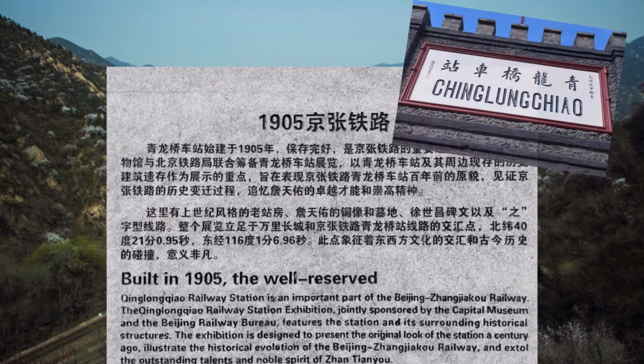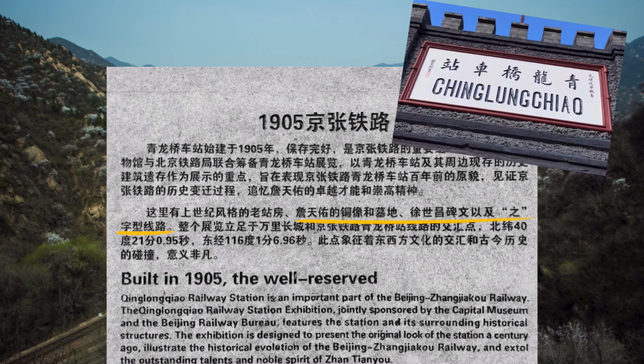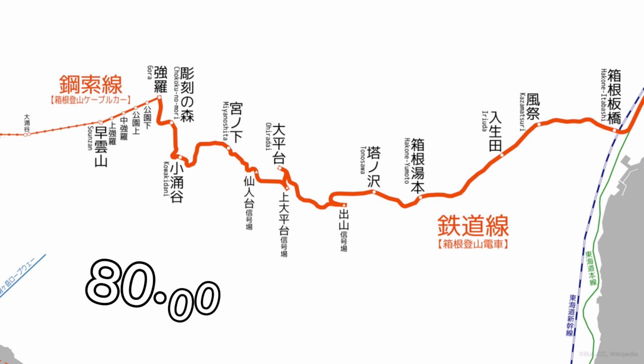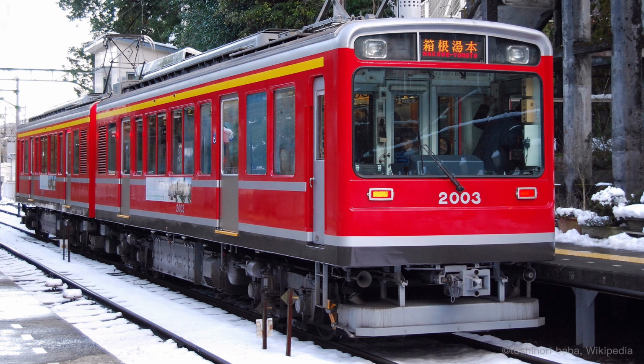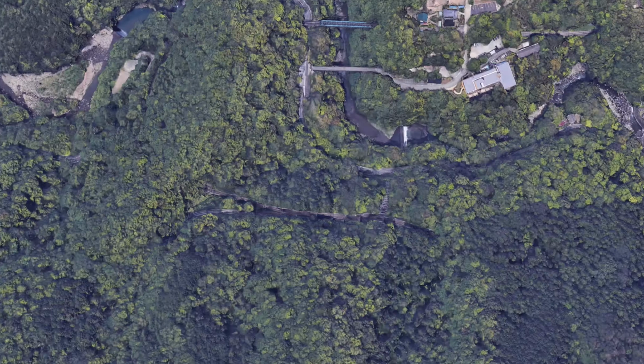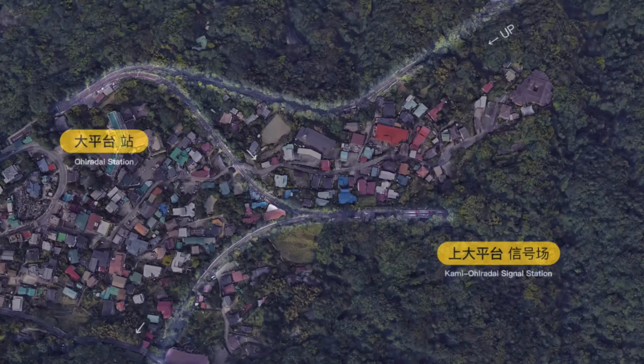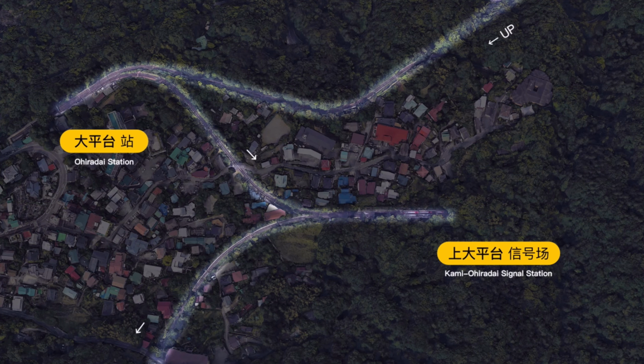The Jingzhang Railway is China's first self-built main line. The Hakone Tozan Line's steepest incline is 80 thousandths. It's Japan's steepest adhesion railway. Deyama Shingojo, Ohiradai Station, and Kami Ohiradai Shingojo use the Z-shaped route.